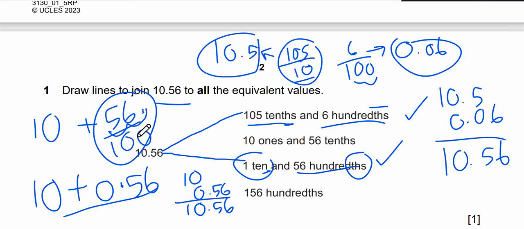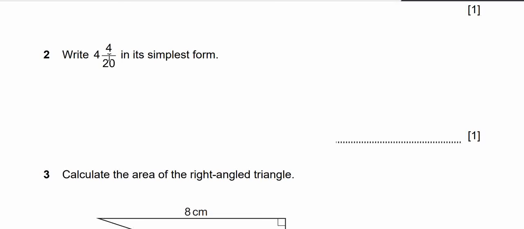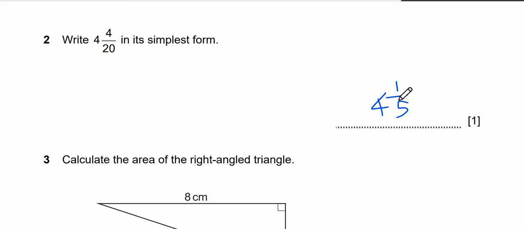Next, here we go. Now in question 2, write 4 over 24 in simplest form. 10 seconds from now. Alright, let's open up the answer, guys. If you have not finished, you may pause this video. So the answer is 1 over 5. How do we get that? So 4 over 20. If you get it correct, you may skip and go to the next question.